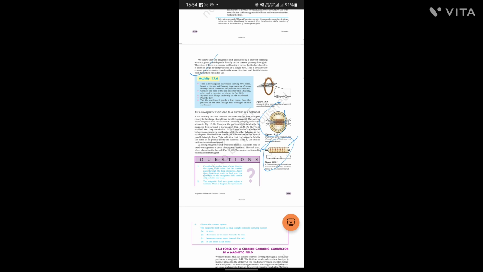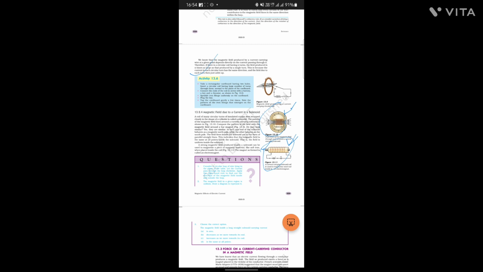So why is the core of the solenoid made with soft iron and not steel? This is an important question that you may find in your exam. Clear? Next, the field lines or the pattern of the magnetic field around the solenoid also become an important question. The next point you must remember is that a solenoid behaves like a bar magnet.